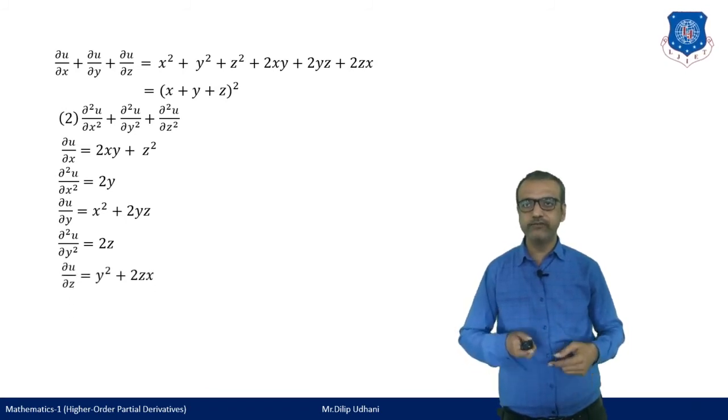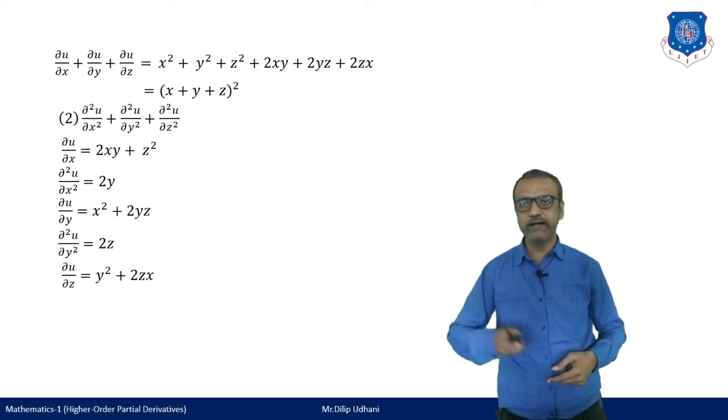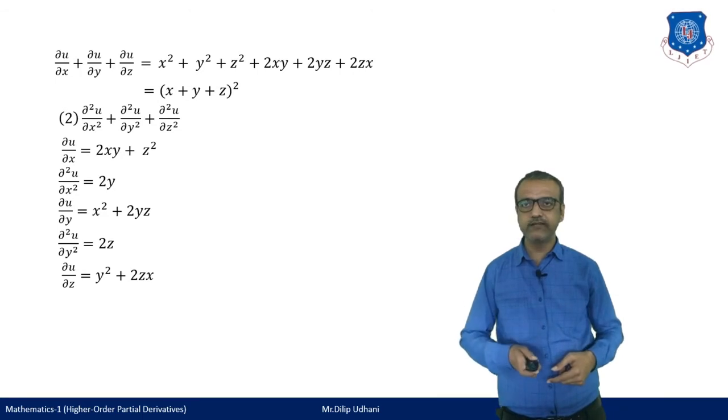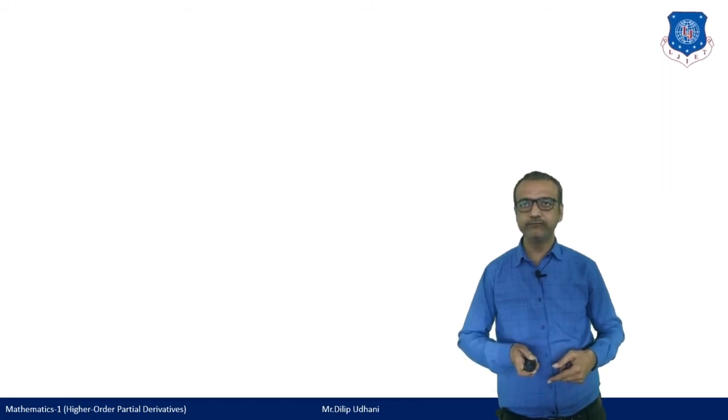Now we will find del square u by del z square. For that purpose we require del u by del z, and del u by del z is y square plus 2zx. Now we will partially differentiate del u by del z with respect to z. So the derivative of y square will be 0, and then the derivative of z will be 1 and 2x is constant. So we have del square u by del z square equal to 2x.